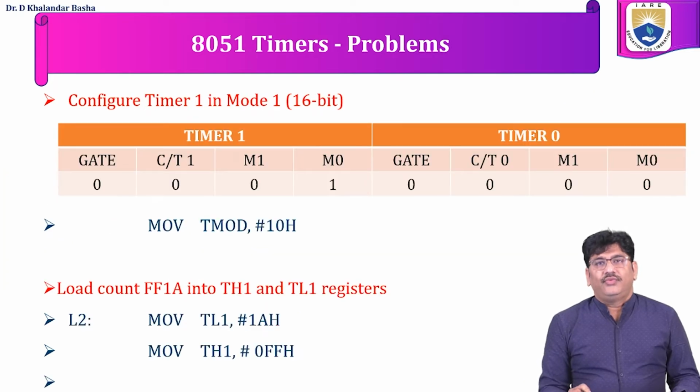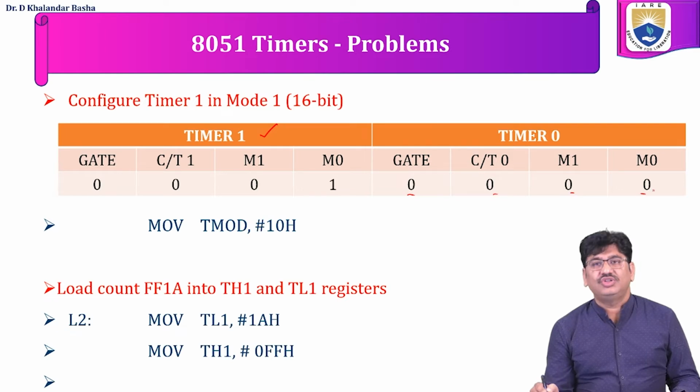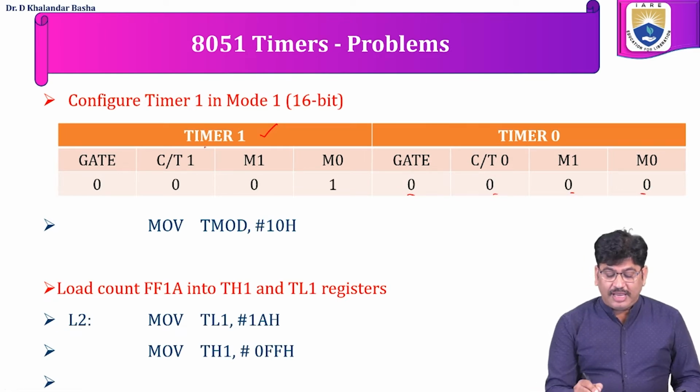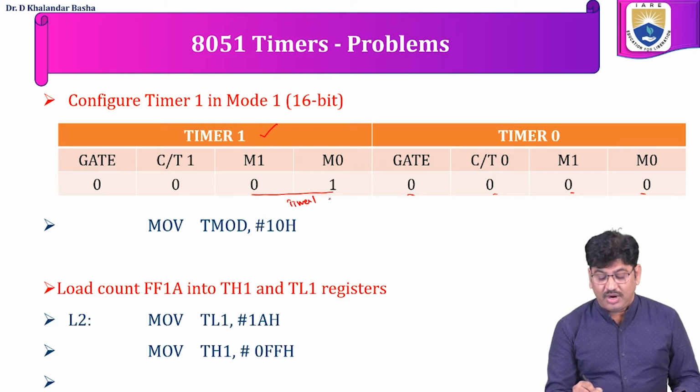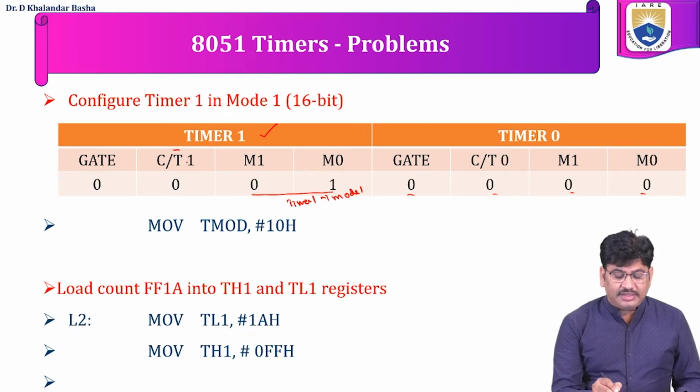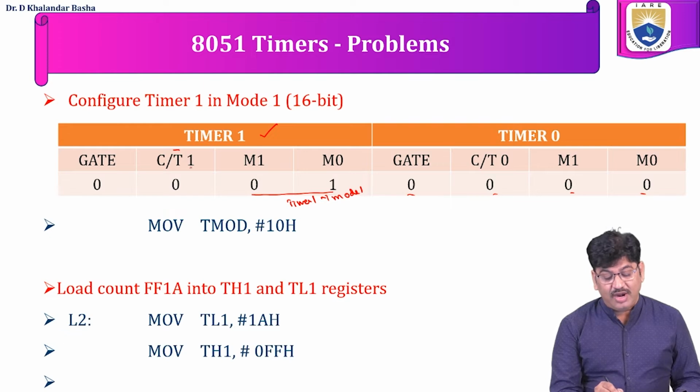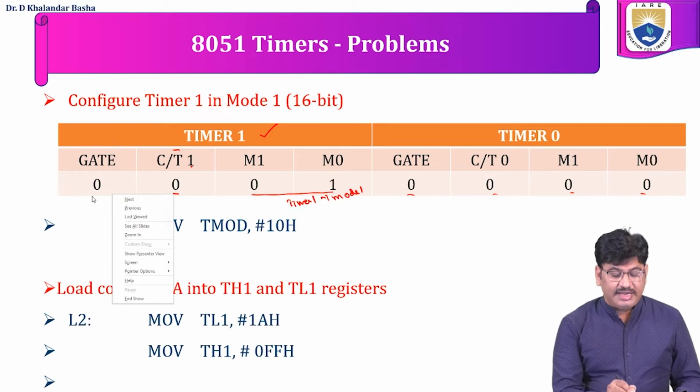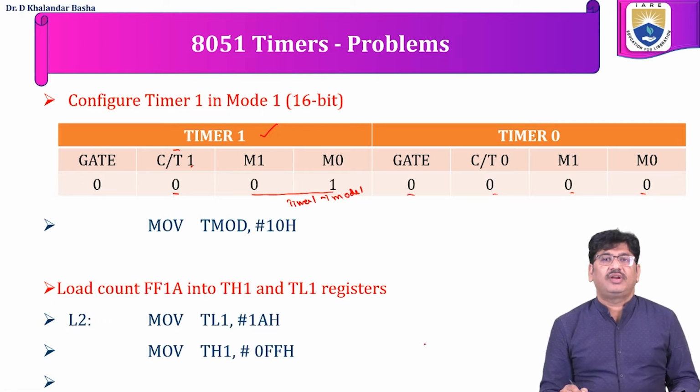For configuring the T mode register: as we are using only timer 1, the timer 0 bits we will write as 000. For timer 1, we are configuring mode 1 by setting the M1, M0 bits as 01. Next, C by T bar for timer 1. As we are using it as a timer, configure this bit as 0. The enabling signal is not required. That is, the gate signal we will write as 0, because internally we are programming for the timer.